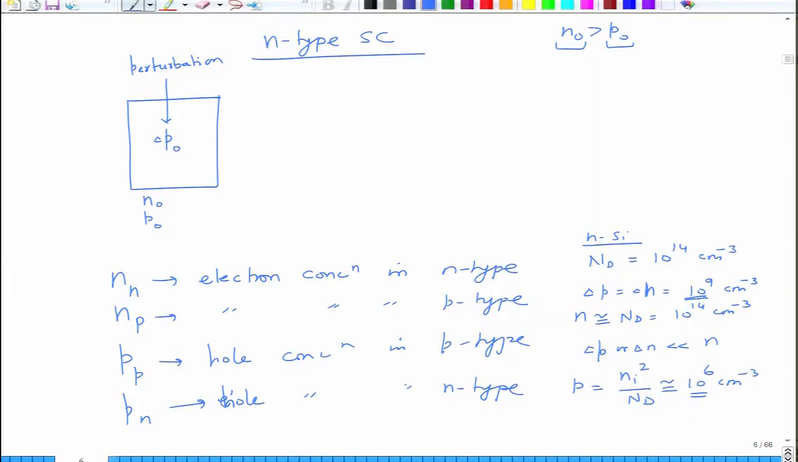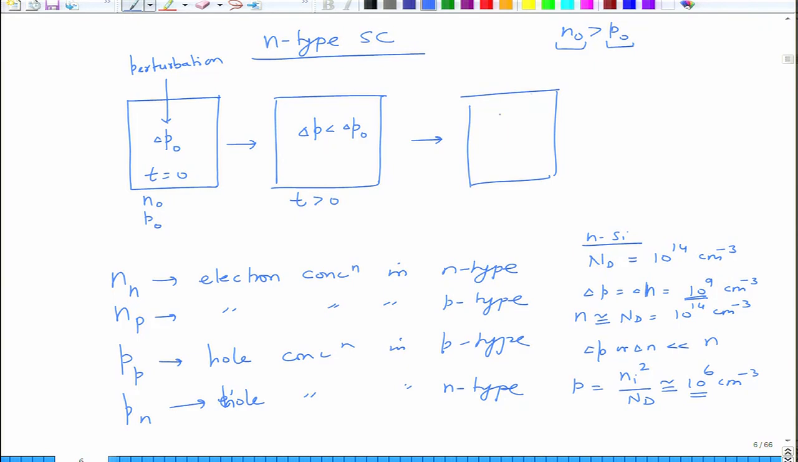Suppose you carry out a perturbation in this, and let us say this delta P, at t equal to 0, and at some t greater than 0, this delta P is smaller than delta P naught, and after a long time when it reaches equilibrium again, this delta P becomes equal to 0. So initially this delta P naught is very large, when you create the perturbation it slowly dies down and then it completely fades away. This is at t tending to infinity.